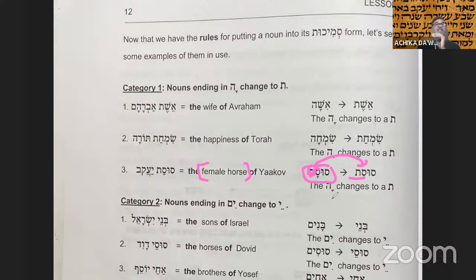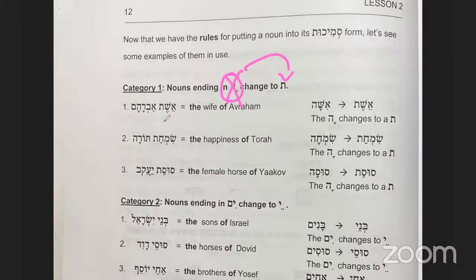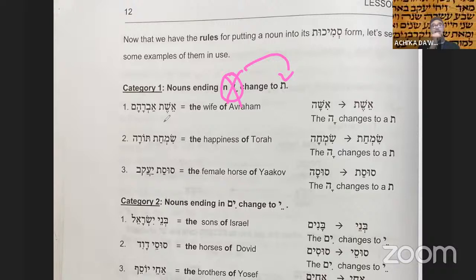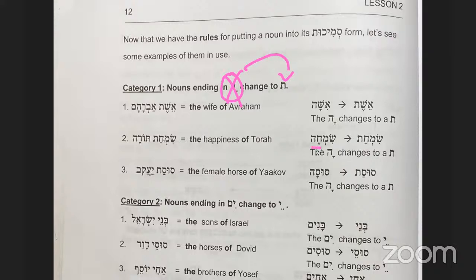From isha to isheth. From simka to simkath. So that's what happens with a feminine ending. This gets replaced by this, no matter what the noun is, just as long as it's feminine. Yes, Condra. So they're considering happiness a feminine word. Yes, because it has the ah on it. Simka.